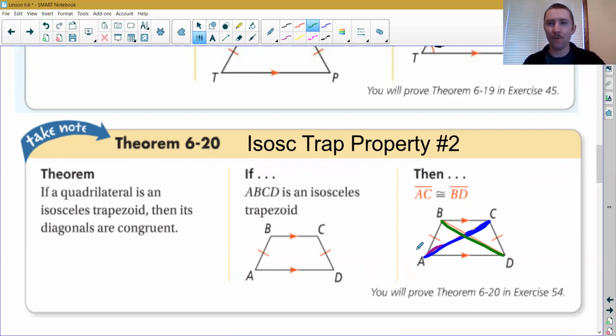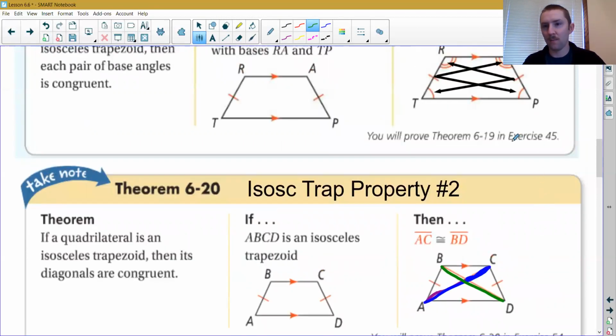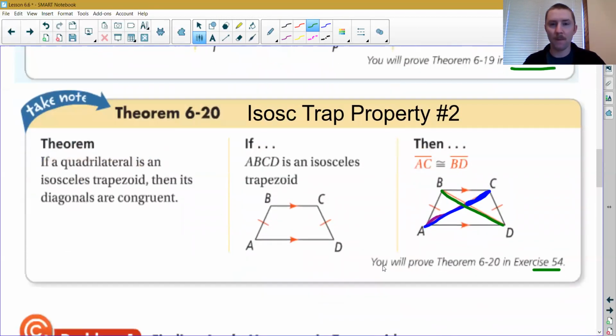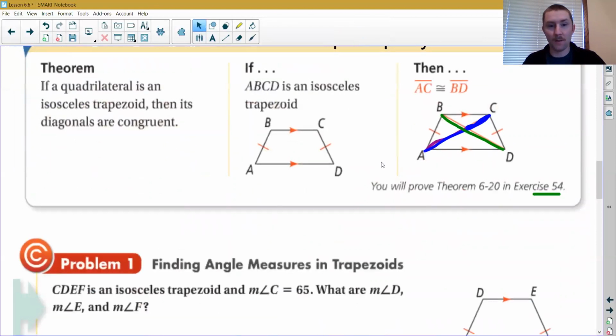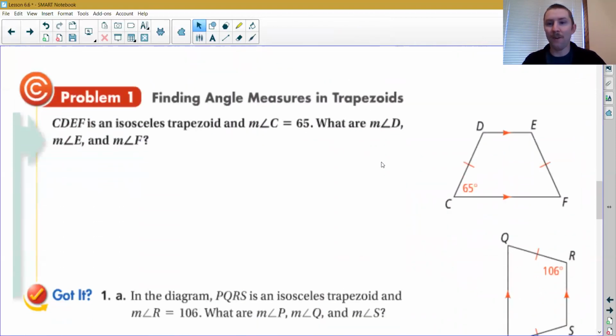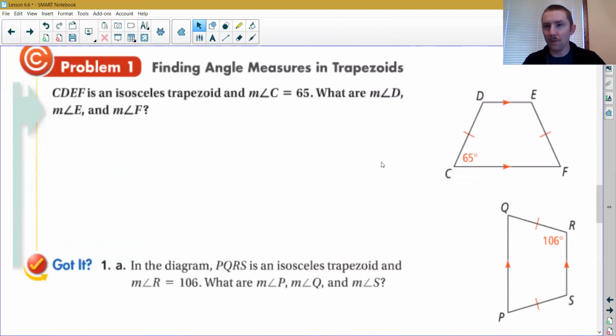I'm not going to ask you to prove these, but there are homework problems where we're asked to prove them, but we're not actually going to do that, okay? So the question is, what are we going to have to do with the properties? Well, similar to just about everything we've done so far in this chapter, we're going to either be finding missing angles or potentially doing algebra, okay?